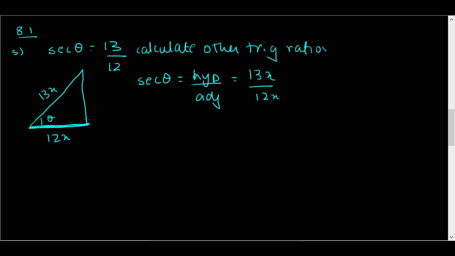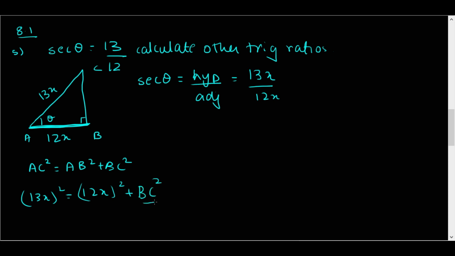And this I have to calculate by Pythagoras theorem. So let me name this triangle ABC, right angled at B. So using Pythagoras theorem, I have AC square is equal to AB square plus BC square. AC is 13x the whole square equal to 12x the whole square plus BC square. Now I'm interested in BC, so I'll shift this to the other side. 13x the whole square minus 12x the whole square equal to BC square.